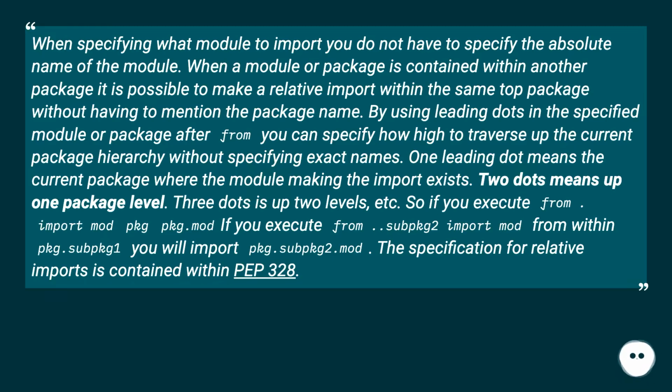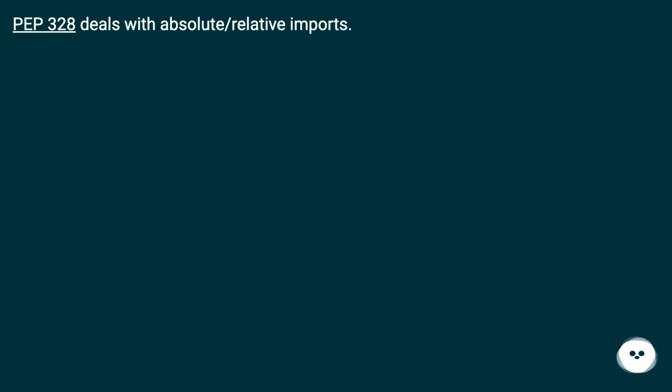One leading dot means the current package where the module making the import exists. Two dots means up one package level. Three dots is up two levels, etc. So if you execute from sub2 import mod from within package sub1, you will import package sub2's mod. The specification for relative imports is contained within PEP 328. PEP 328 deals with absolute/relative imports.